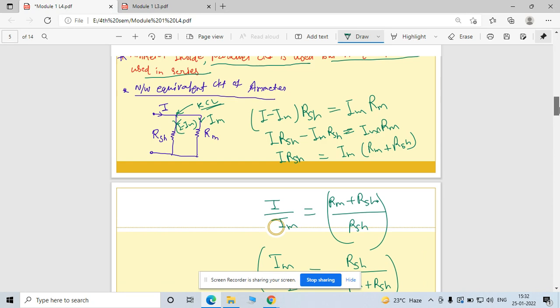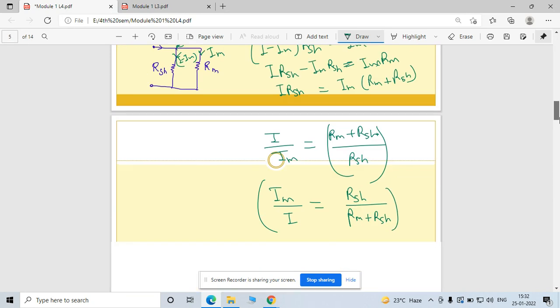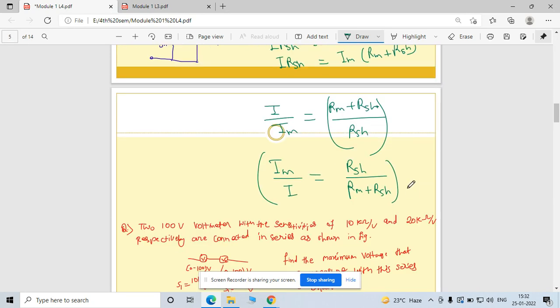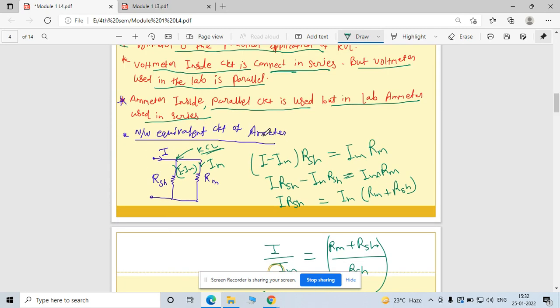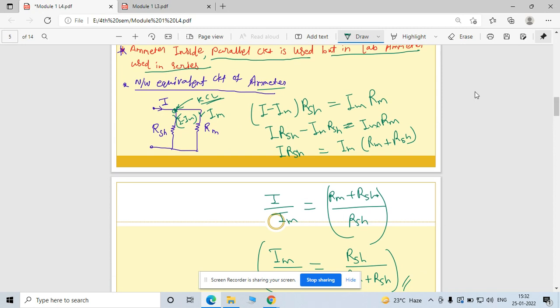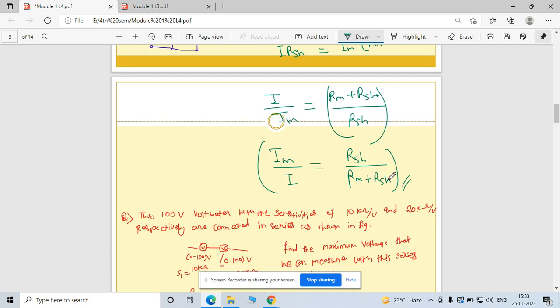I hope now you are clear about where I used this equation. This is simply the equivalent circuit of this ammeter. I simply apply KCL at this point, and then I take the KVL. Or you can say, by common sense, both are connected in parallel, so the voltage drop of each branch is equal. So I simply equate them and solve this. When I solve this, I get this.